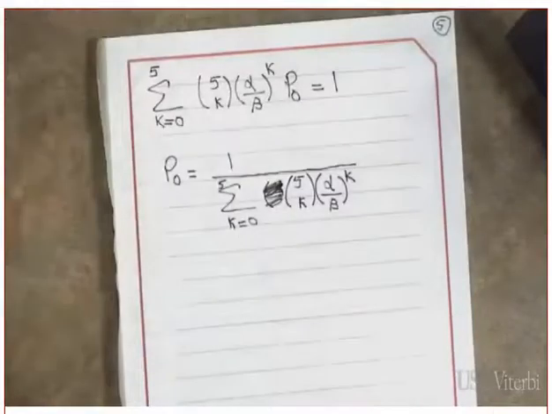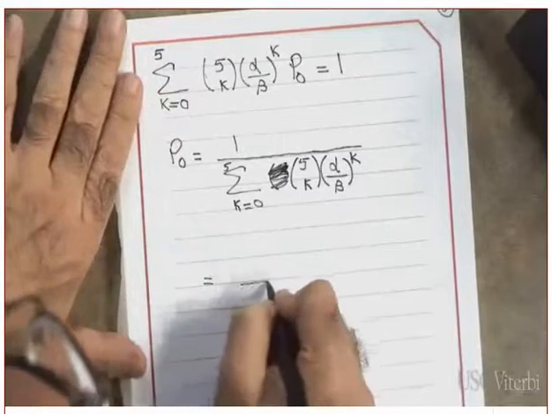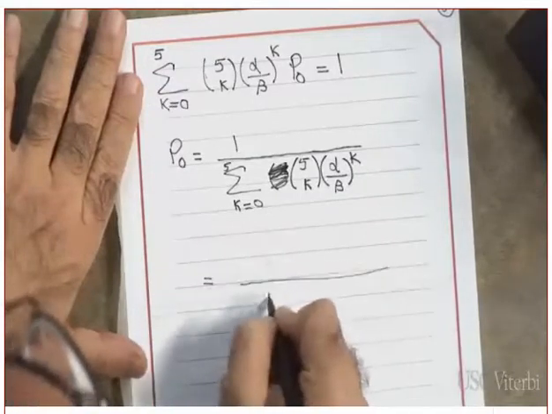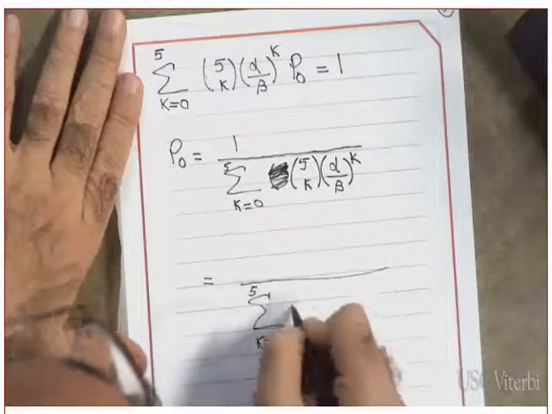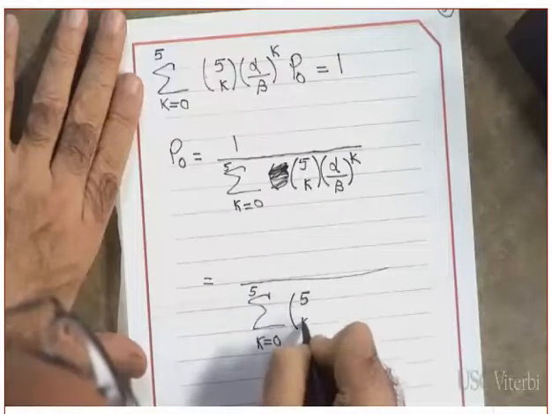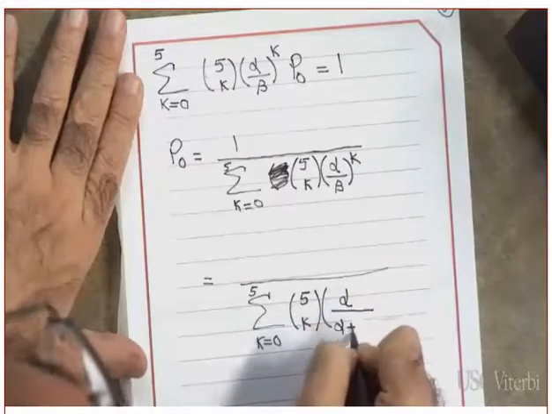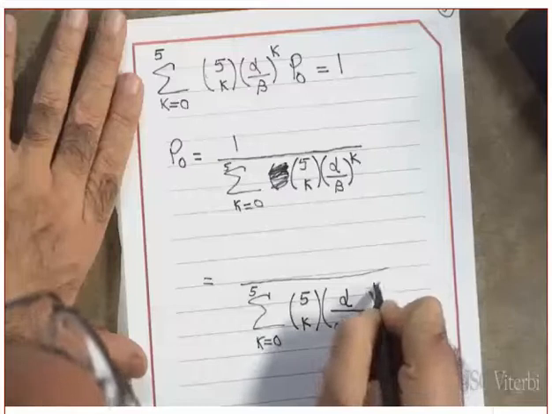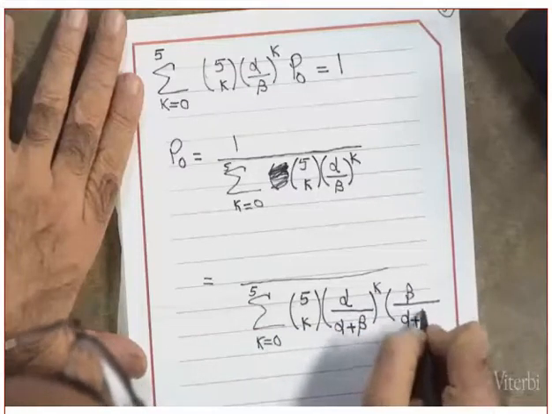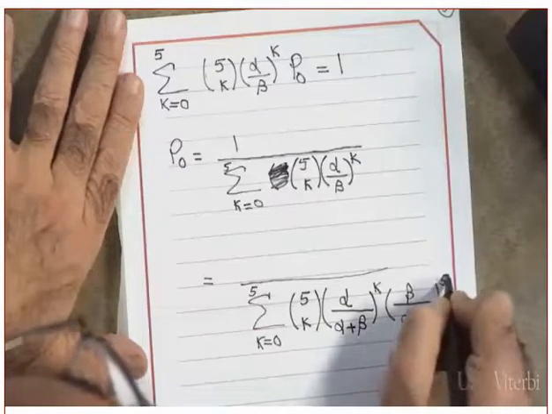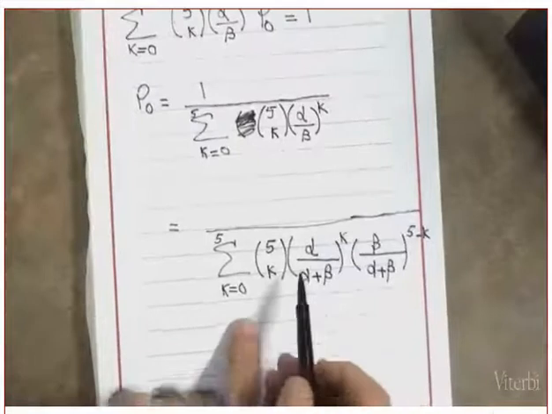Did you follow me so far? Are you following me so far? And that's equal to what? Now I'm going to write this like this. Let's see if you can help me, if you can follow me here. 5 choose K times alpha over alpha plus beta to the K times beta over alpha plus beta to the 5 minus K. I'm not done with this.